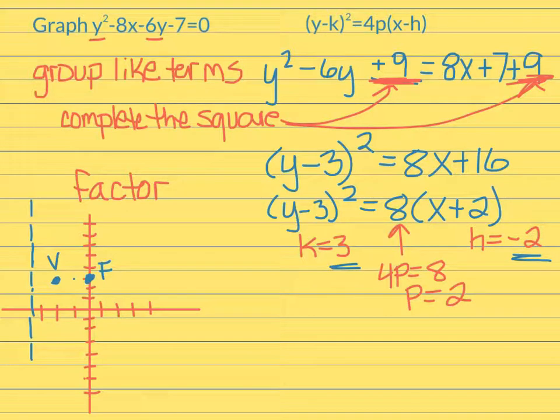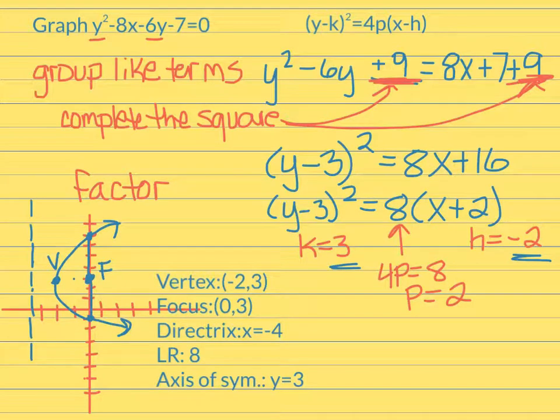So we have our vertex, our focus, our directrix. We need a latus rectum. That is going to be 8 units long, so 4 up, 4 down. Put those points on the ends and connect the dots. And that is that. So let's write all those parts down.